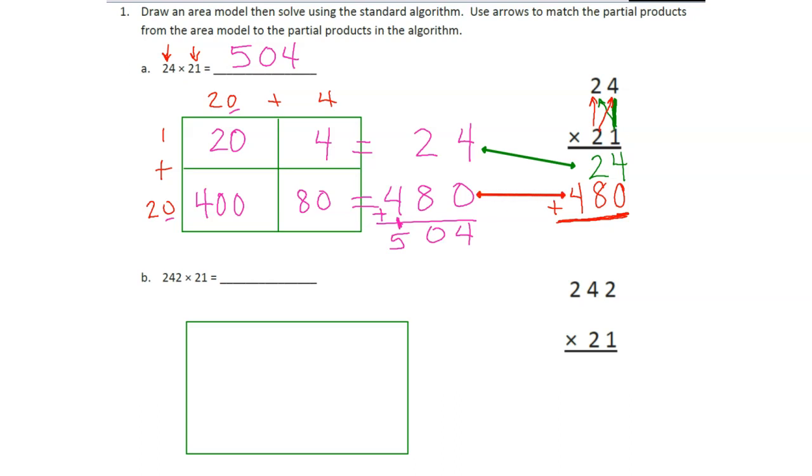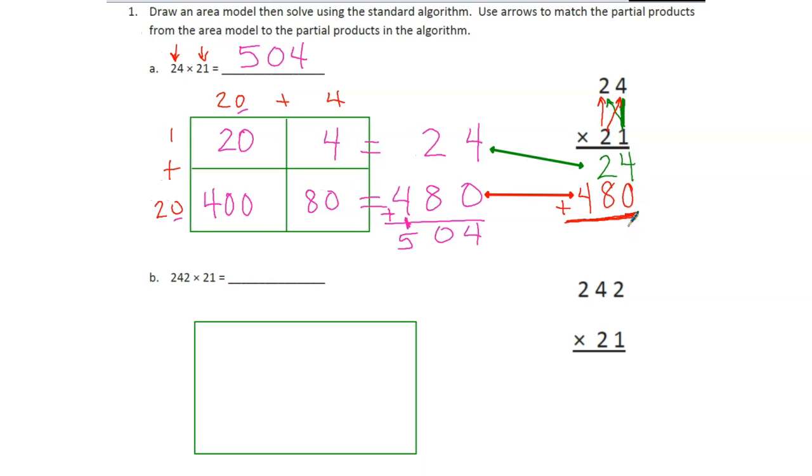All right, now we have to do our addition. 4 ones plus 0 ones equals 4 ones. 8 tens plus 2 tens equals 10 tens, which I'm going to rename as 100. Then 100 plus 400 is 500. And as you can see, my partial products match up. 24 for my top, 480 for my bottom, and my total product is 504.